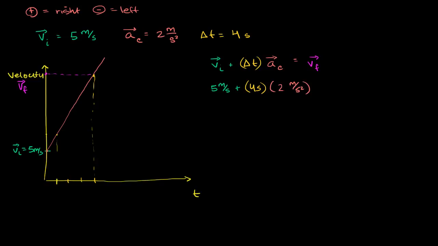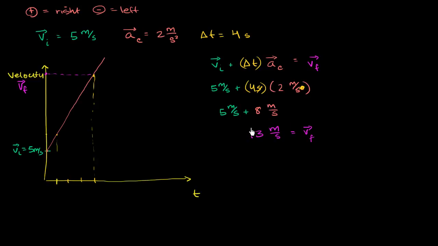And what is this going to be equal to? You have a seconds canceling out with one of the seconds down here. You have 4 times, so let me write it. So we have 5 meters per second plus 4 times 2 is 8. This second's gone. We're just left with meters per second. 8 meters per second. Or this is the same thing as 13 meters per second, which is going to be our final velocity. And I want to take a pause here, and you can pause and think about it yourself.